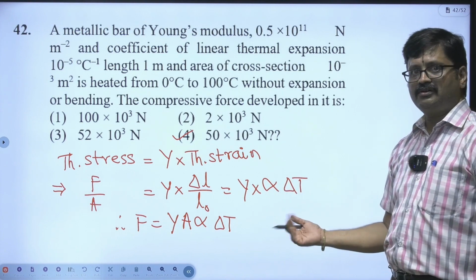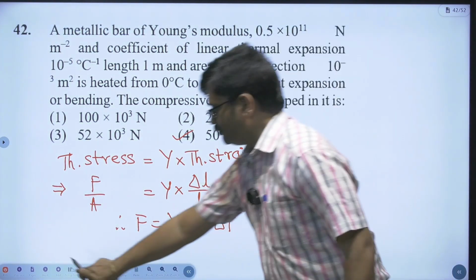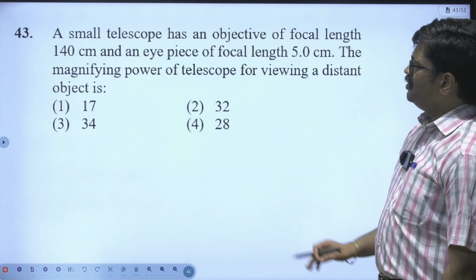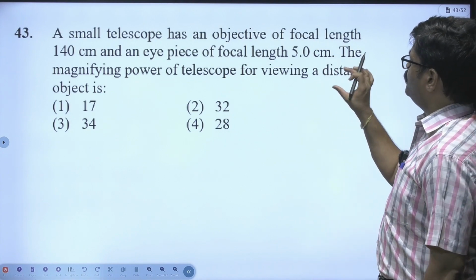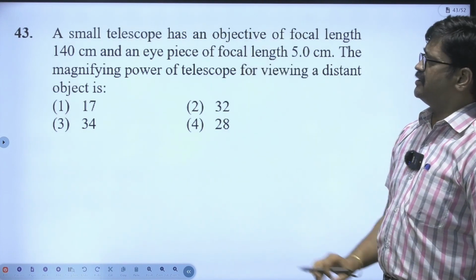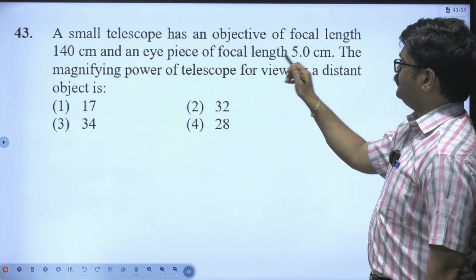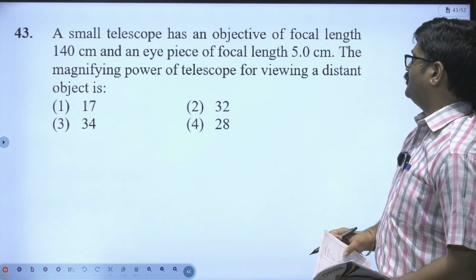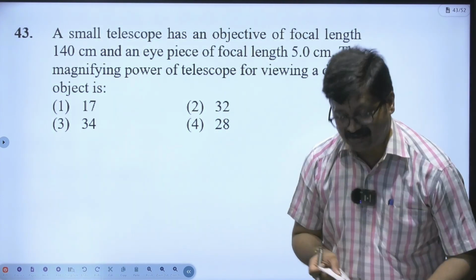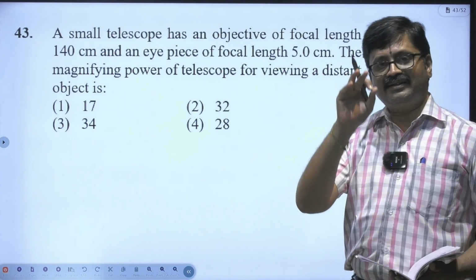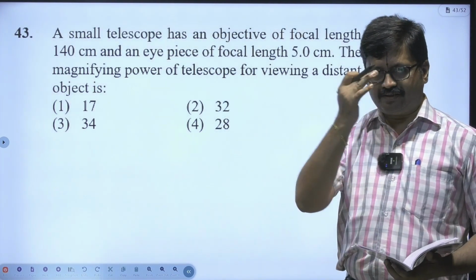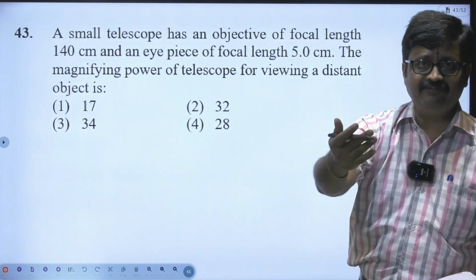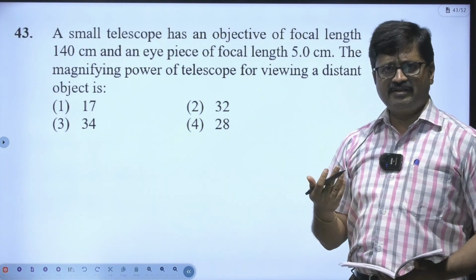Now I'll just skip over to the next question. 43rd. A small telescope has an objective of focal length 140 centimeter and an eyepiece of focal length 5 centimeter. The magnifying power of the telescope for viewing a distant object. Now notice that in case of a telescope, the object is at infinity, and the image formed is also at infinity. That is the normal adjustment that we have.